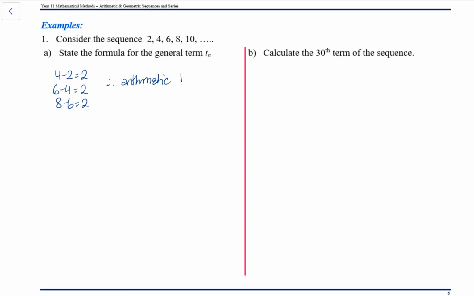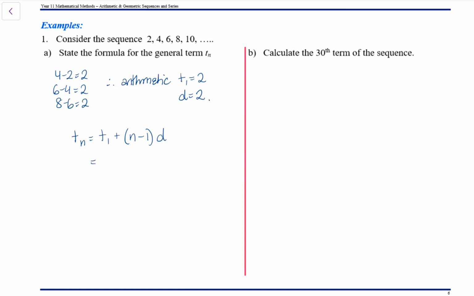where my first term is equal to 2 and my common difference is also equal to 2. So my general formula is going to be t of n equals t of 1 plus, and if you look at your formula sheet, you'll see that it's n minus 1 times d.